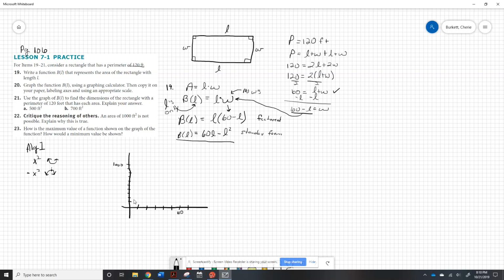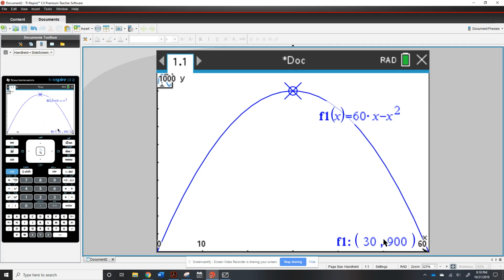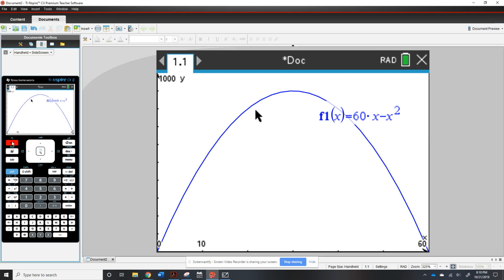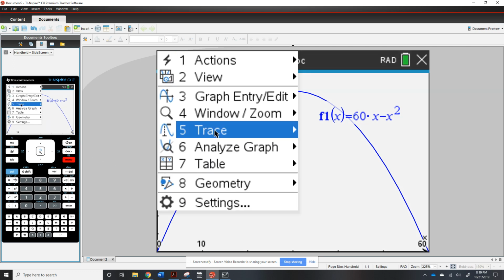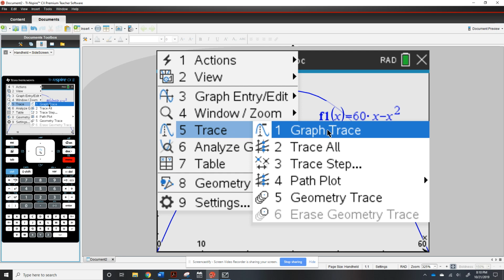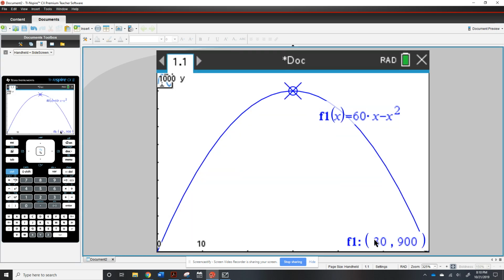So how do I make this graph right here look like this one? Well, you see right here that this is an ordered pair. So we know that the ordered pair 30, 90. And the reason that that's there, remember, if it goes away, it's because I pressed trace, menu, trace, graph trace. That's why it popped up.